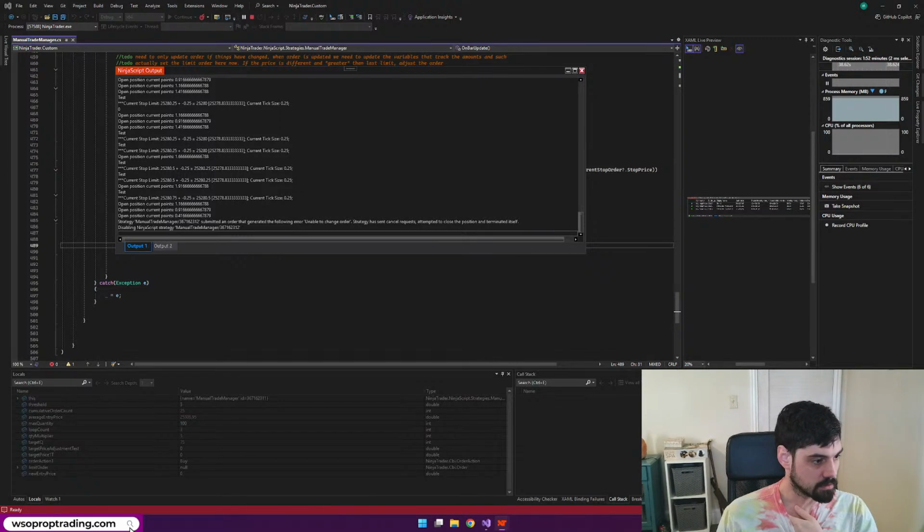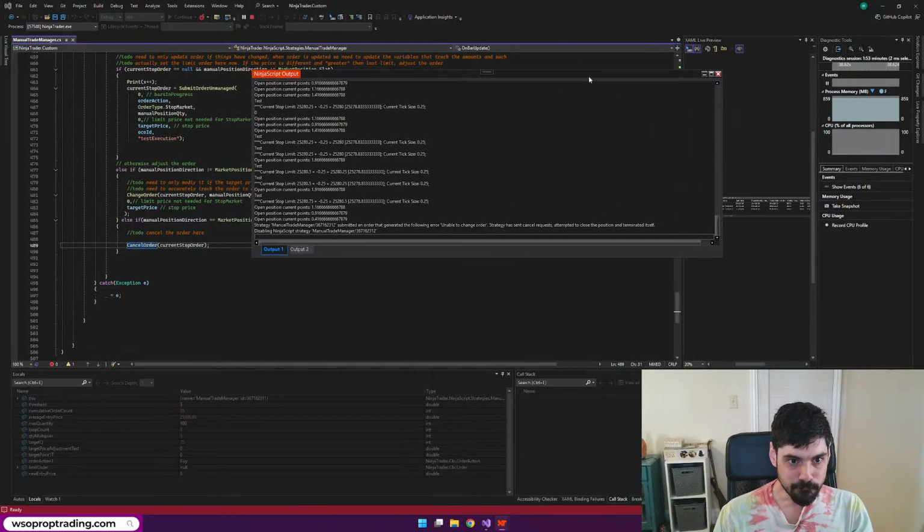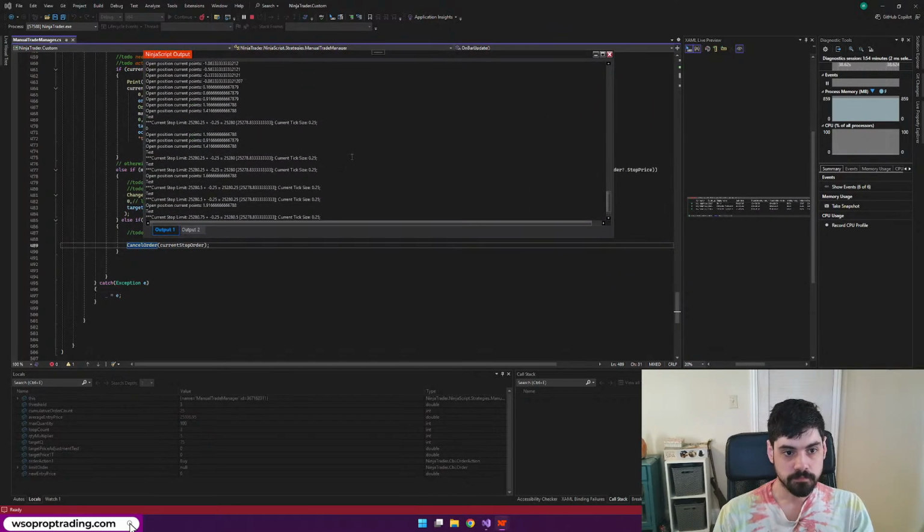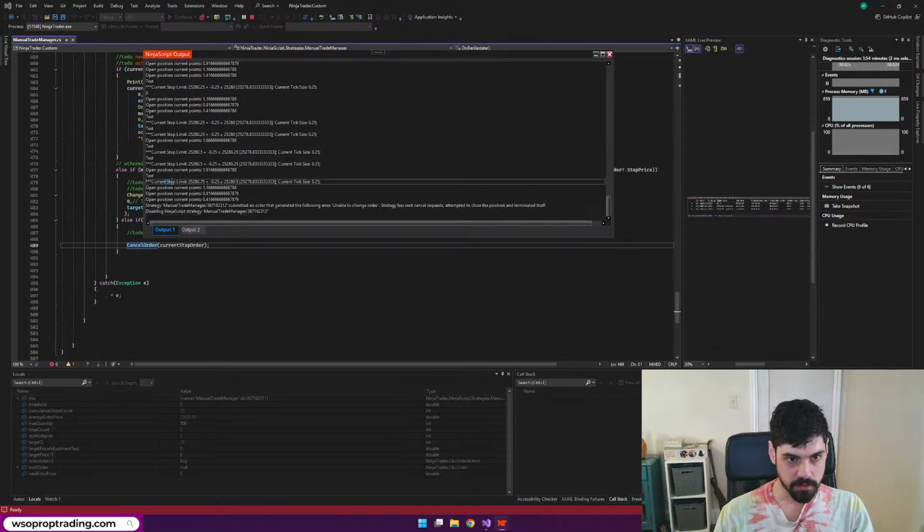Is there currently volume? I feel like there should be. Alright, sorry, my stream settings were saying there wasn't. So what I think is happening here is the current stop limit is trying to trail, and it tries to move the order as it gets hit or something like that.